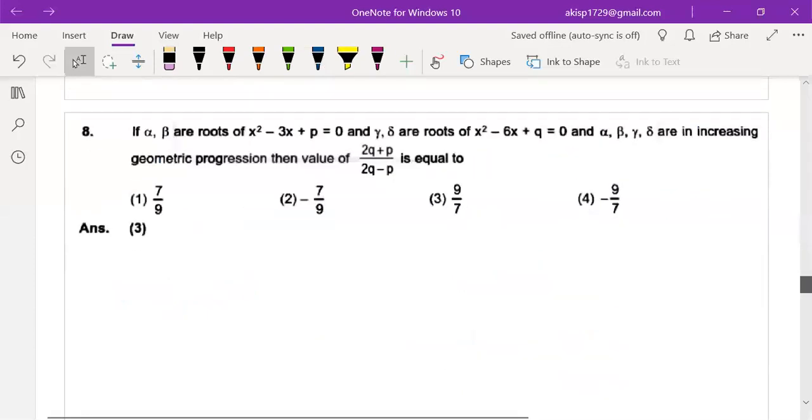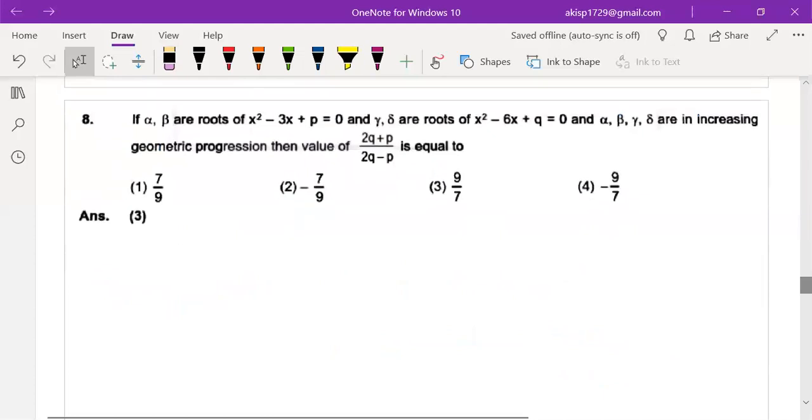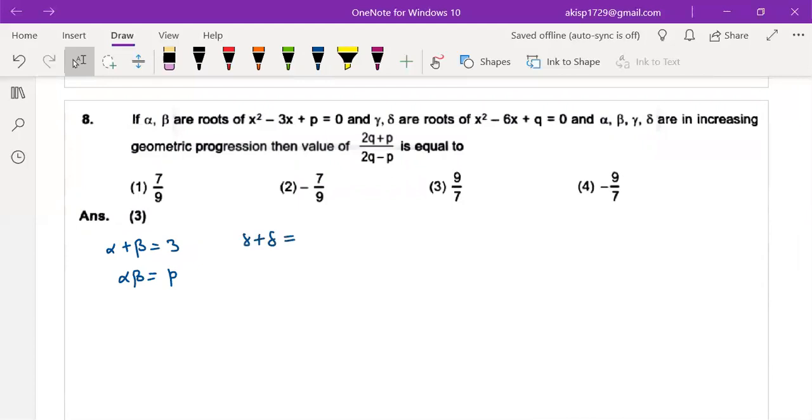Okay, moving on to the next question. It said that alpha and beta are roots of this expression. So what we know is the sum of the roots and the product of the roots. So the sum of the roots is known to us, alpha plus beta is 3. And we also know the product of the roots, that is b. Similarly, gamma and delta are the roots of this. So the sum of the roots is known to us as 6, and the product of the roots is known to us as q.